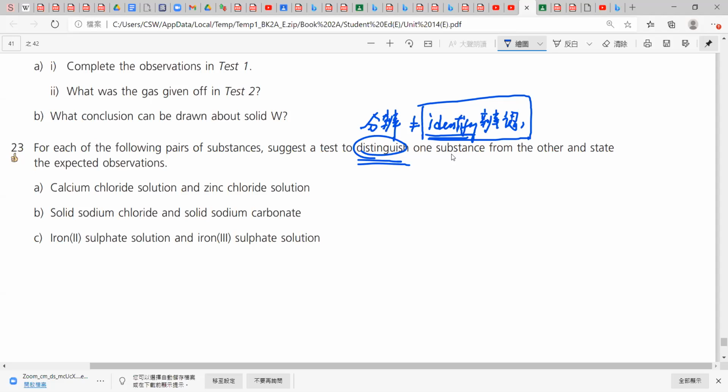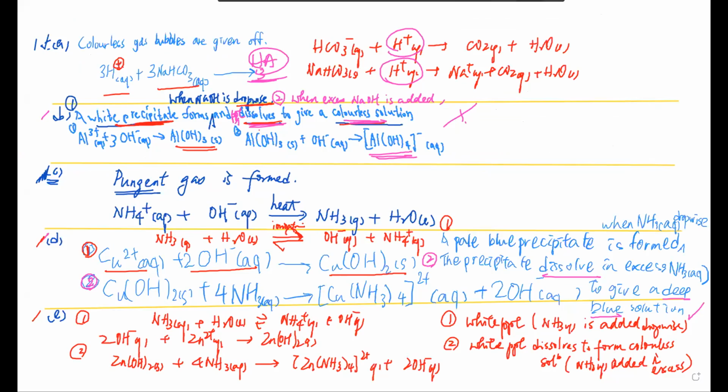So you are going to suggest a test to distinguish one substance from the other and state the expected observations. Is that clear? So we have got calcium chloride, zinc chloride, sodium chloride, sodium carbonate, and iron 2 sulfate, iron 3 sulfate. We have got the 3. Okay, so here comes that.